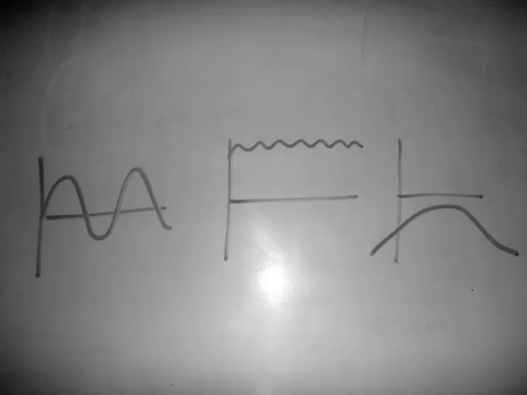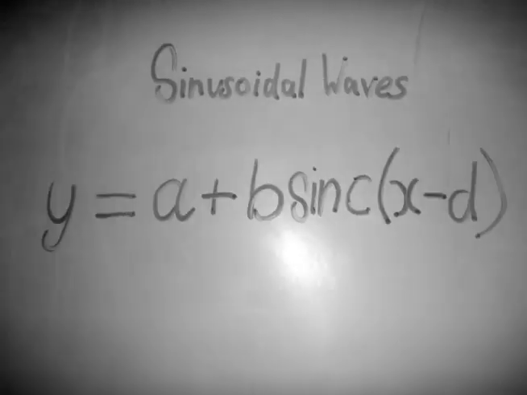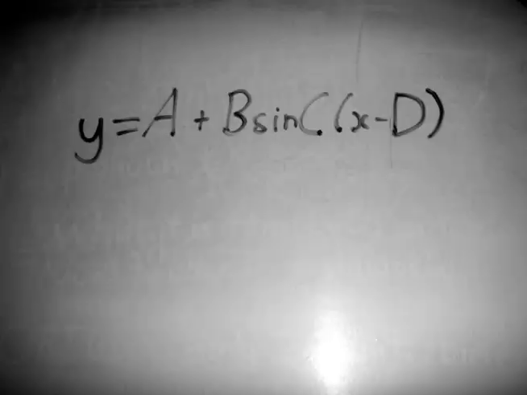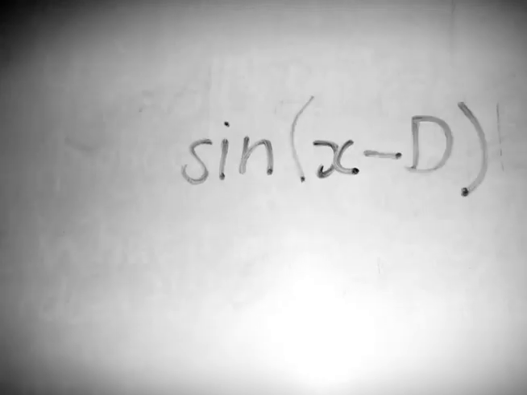Going back to sinusoidal waves, there is such a thing as a general form. This means that there is a structure in which every single sinusoidal wave can be written. For sinusoidal waves, this is y equals a plus b sine c bracket x take d bracket. Now to explain what each variable does to change the sine wave, I'll actually start at the end. This is because the very basic form is just sine of x, but then you first of all take d from x, then times by c, and then times the sine number by b, and then add a.